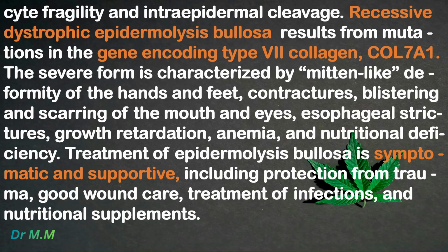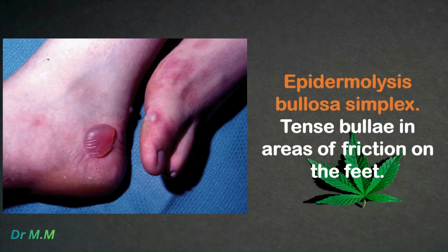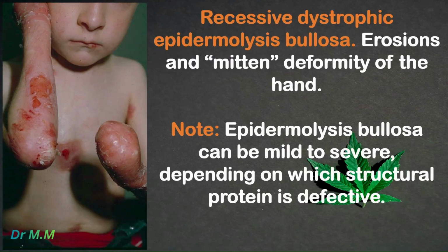Treatment of epidermolysis bullosa is symptomatic and supportive, including protection from trauma, good wound care, treatment of infections, and nutritional supplements. Epidermolysis bullosa simplex extensive bulla in areas of friction on the feet. Recessive dystrophic epidermolysis bullosa, erosions and mitten deformity of the hand. Note, epidermolysis bullosa can be mild to severe depending on which structural protein is defective.